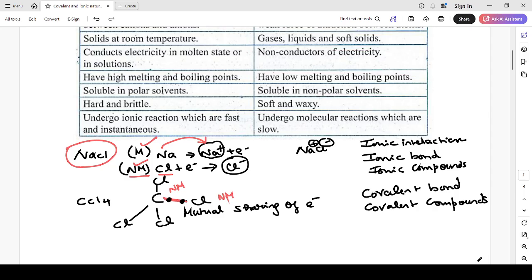The electron is not of C alone and not of Cl alone. That electron belongs to both of the atoms. Both of the atoms, that's right. That is what is called mutual. You say mutual friends, isn't it? Both have an equal share there. Both are sharing the electron there.